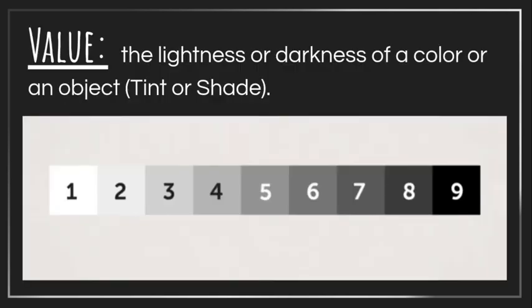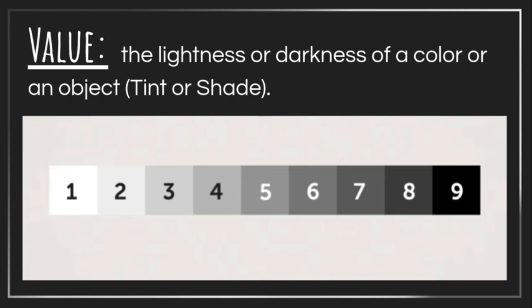Value is the lightness or darkness of a color or an object. So that's tint or shade if we want to get real fancy. And you see in this value scale, which is what you see below, the values of the color black. So you can have black super dark, a little bit lighter, a little bit lighter, a little bit lighter, all the way to the number one where it is plain white. So this shows you the different values of the color black.